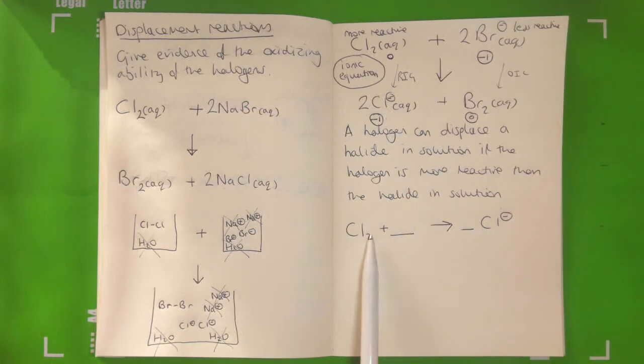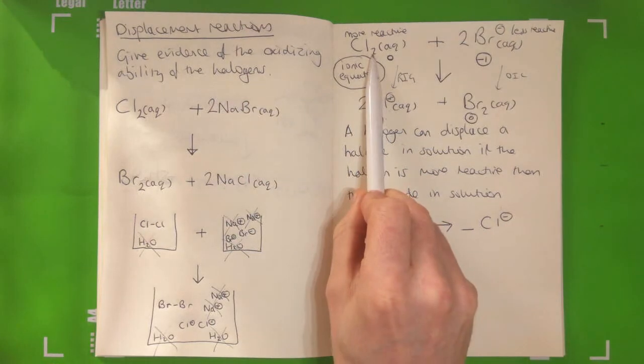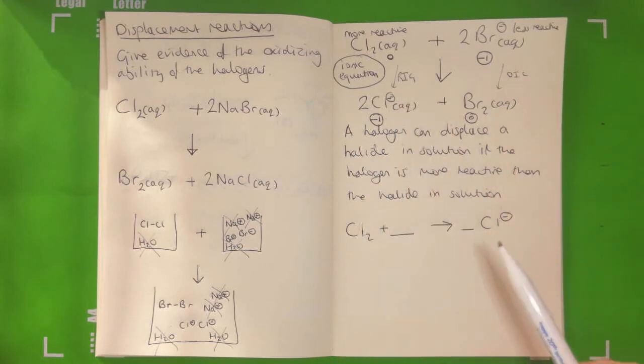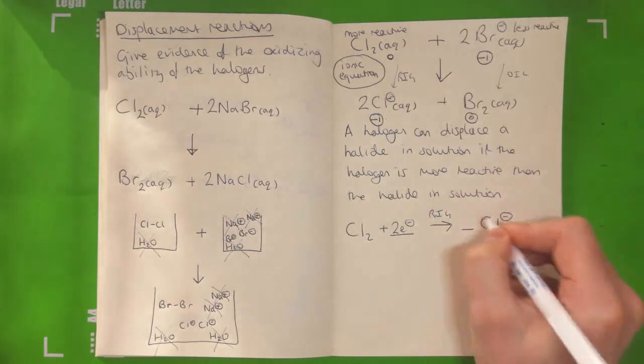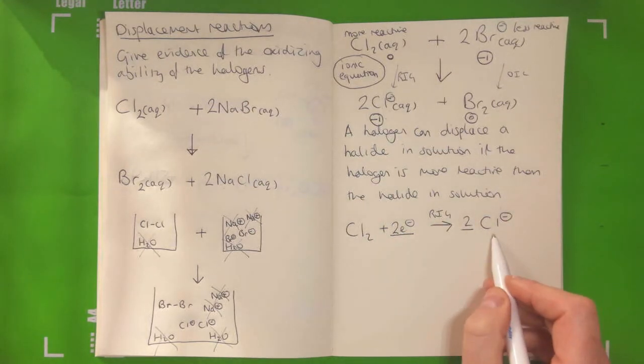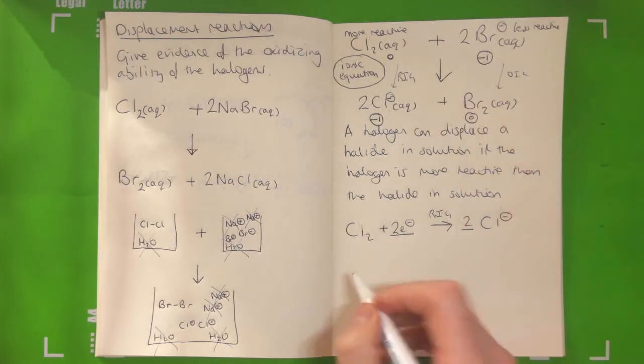So you've got a Cl2 molecule here. Reduction is gain of electrons. We need to gain 2 electrons to make 2 Cl- ions. Let's look at the bromide.